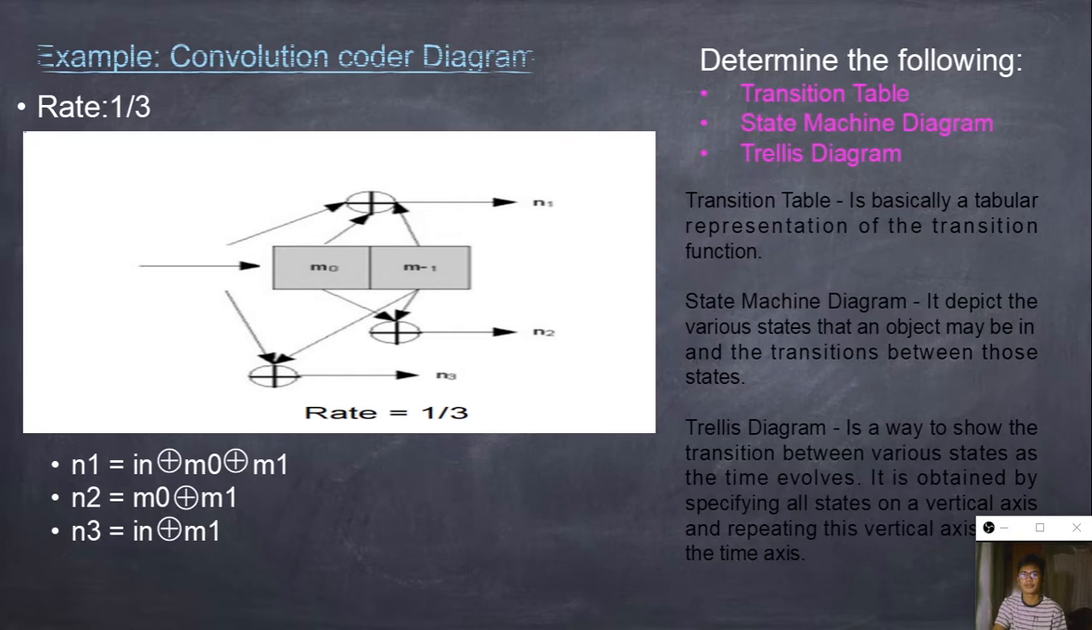A transition table is basically a tabular representation of the transition function. A state machine diagram depicts the various states that an object may be in and the transitions between those states. A Trellis diagram is a way to show the transition between various states as time evolves. It is obtained by specifying all states on the vertical axis and repeating this vertical axis along the time axis.